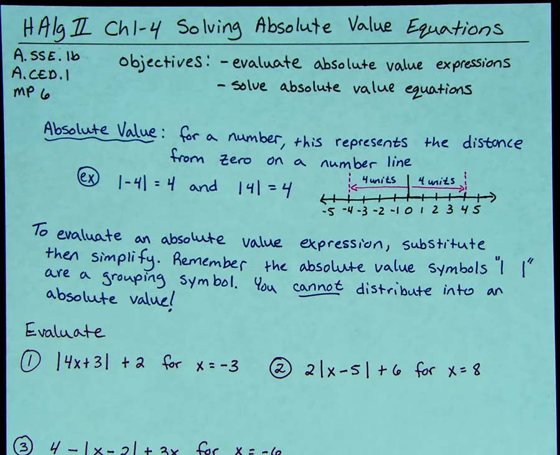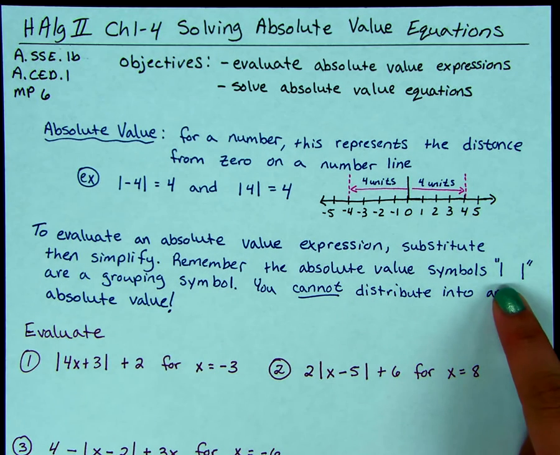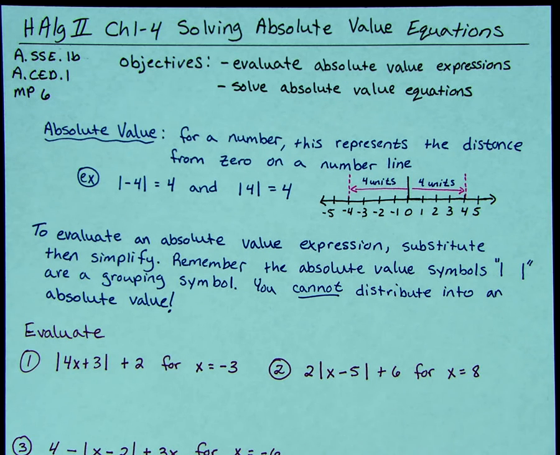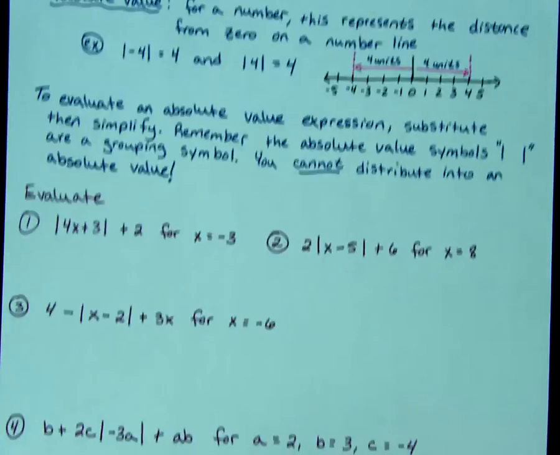So to evaluate an absolute value expression, substitute in the number, then simplify. Now again, our absolute value symbols are these vertical bars, and it's a grouping symbol. Now remember, you cannot distribute into an absolute value. Absolute value does not mean the same thing as parentheses, so you cannot distribute in. You have to simplify what's inside first, take the absolute value of that, and then do anything on the outside of your absolute value symbol. Okay. So let's do some examples.